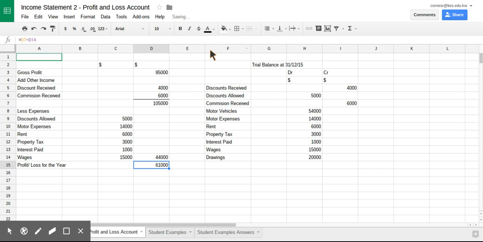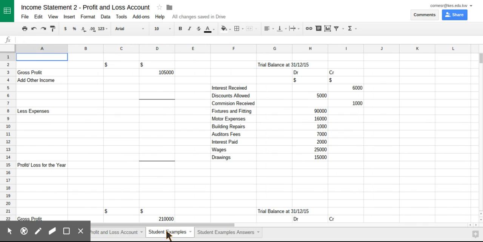Just as a quick recap, your gross profit shows you how much more you've sold things for than they actually cost you. We've got this adjusted profit figure here, which includes any additional incomes that the business has managed to make. And then the final profit figure, the profit or loss for the year, used to be called the net profit. That subtracts all the other expenses of the business and it tells us how much money is made.